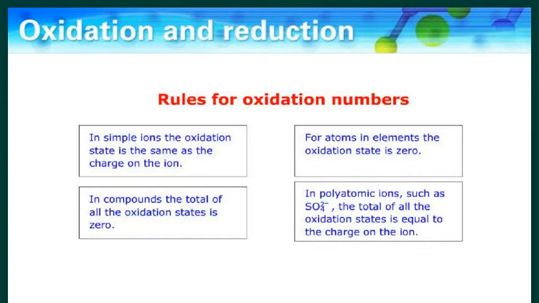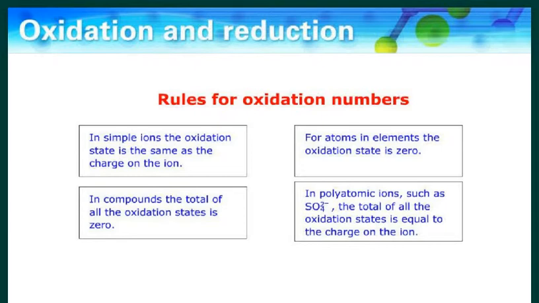If we have a compound that has no extra charges, positive or negative, so the compound is completely closed, the total of all the oxidation states of the different elements that form it is going to be 0. And when we have ions that are formed by more than one atom, these are polyatomic ions. For example, here we have the sulfate ion. It has 1 sulfur atom, 4 oxygen atoms, and 2 negative charges. So this is a sulfate anion.